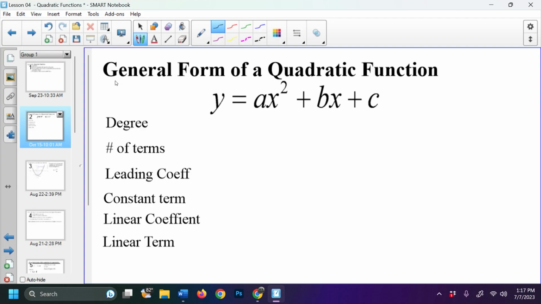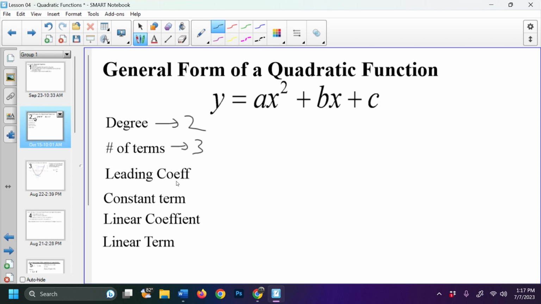Let's get started. The general form of a quadratic function is y equals ax squared plus bx plus c. The degree of any polynomial function, not just a quadratic function, is always the term with the highest power. In this case, the ax squared is the term with the highest power. It is 2, so the degree of a quadratic function is 2. The number of terms: there are 1, 2, 3 terms in this particular quadratic function.